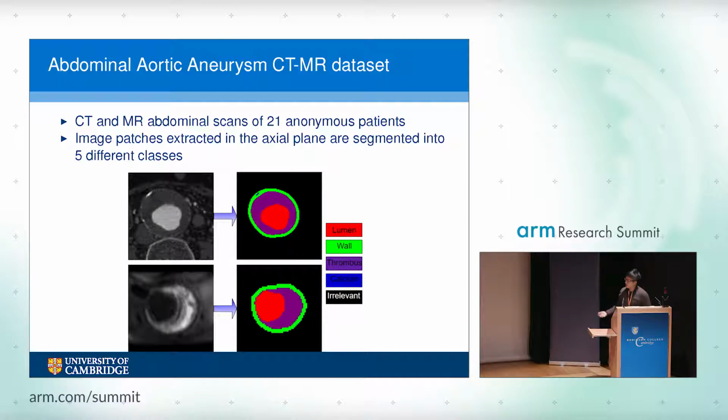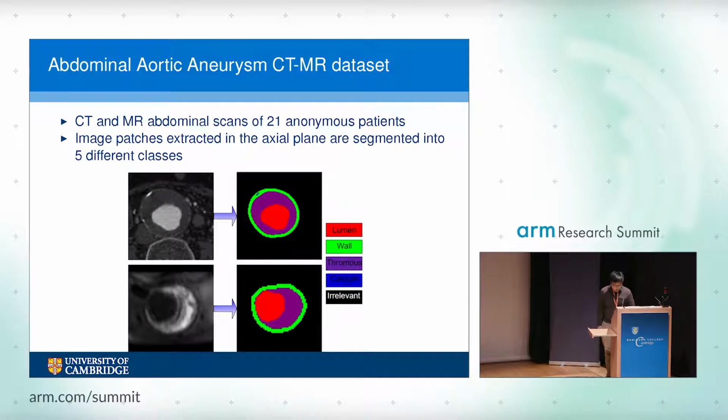And so the task is actually to segment the image into different classes. On the above, you can see this is a CT image. So we want to segment them into 5 different classes. And in the below is the MR image, which will be segmented into 4 different classes.